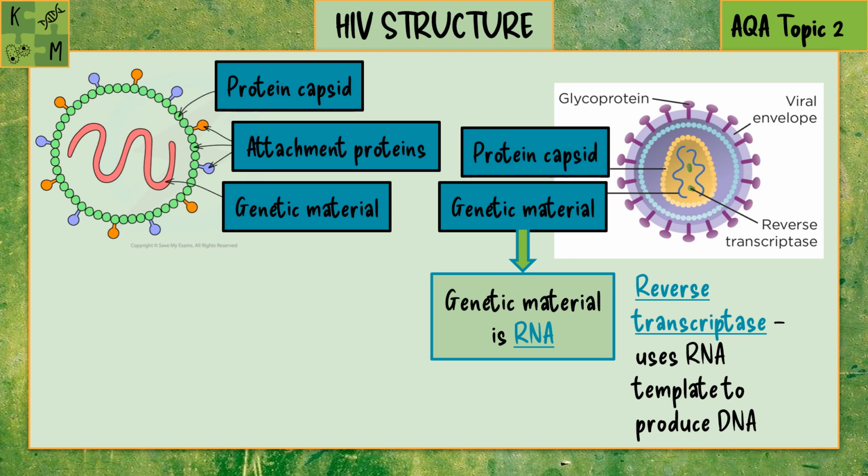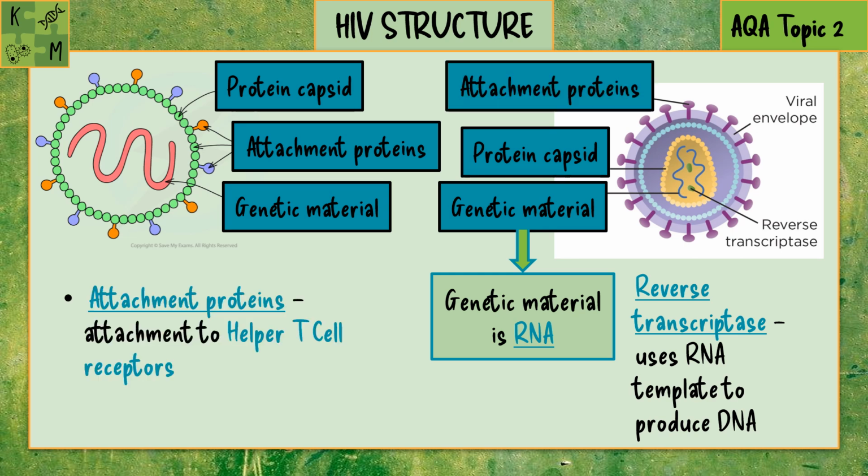The final component found in all viruses are attachment proteins, which are used to bind to receptors on the host cell surface, enabling the virus to enter. In the case of HIV, the host is a helper T cell. The HIV attachment proteins are displayed on a lipid envelope rather than directly on the capsid. This lipid envelope is formed from host cell membrane, as we shall see next in the process of HIV replication.